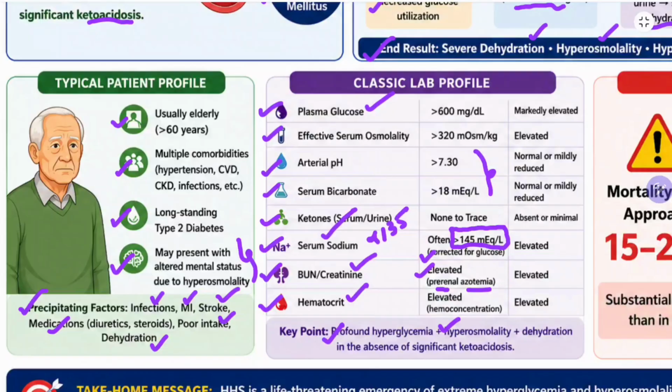Osmolality you can think of as concentration only. You can't call it actually concentration, but it is concentration only. So hyperosmolality of blood means concentration in the blood is increased because of these components. Okay, so profound hyperglycemia, hyperosmolality along with dehydration in the absence of significant ketoacidosis, but there will be no ketoacidosis. So sodium concentration is increased, glucose concentration is increased, hematocrit is also increased.